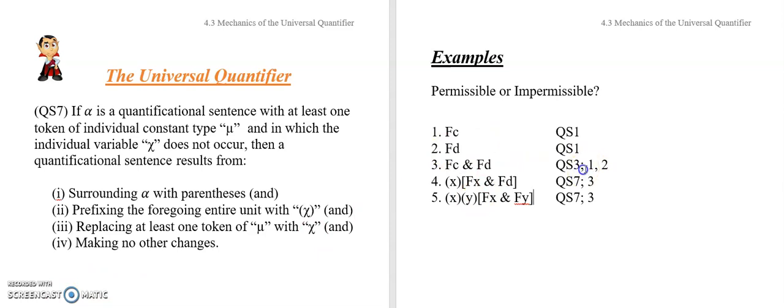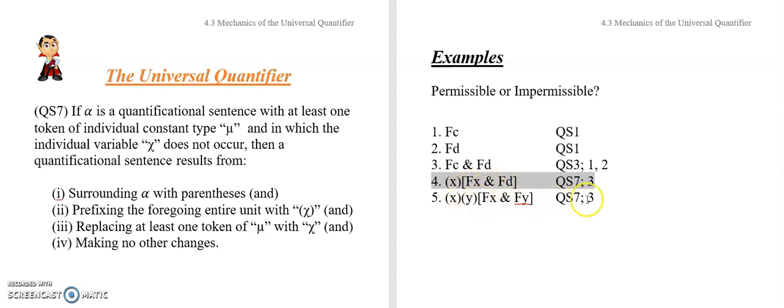All right, what about this case? There's two instances of QS7 to entertain both of them, and be very careful on this one. Pause now. All right, hopefully you've had a chance to pause and think on this, but this application is absolutely fine. You take this whole unit, you append it in parentheses, you attach a variable that doesn't occur, and you replace at least one instance, so you don't make any other changes.